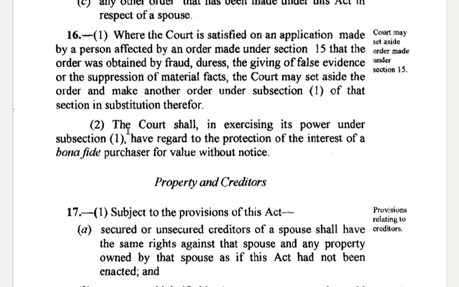Subsection 2. The court shall, in exercising its power under subsection 1, have regard to the protection of the interests of a bona fide purchaser for value without notice. Right. So it may also be the case where your spouse had presented false evidence or defrauded you or pressured you into making that order. You can complain to the court and they will quash that order and make their own in that case.